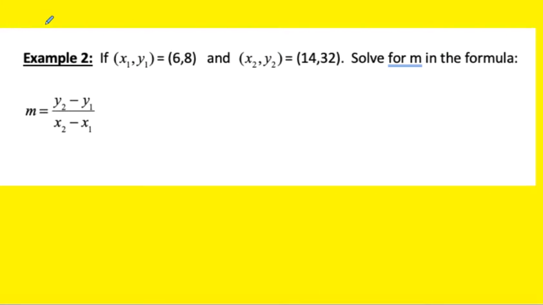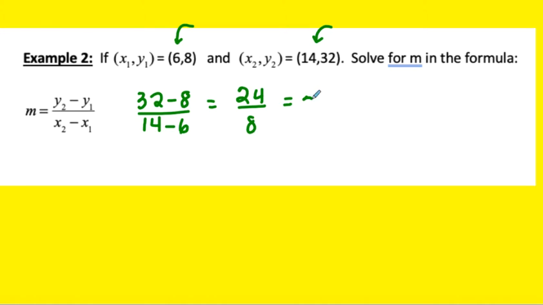All right, you also have to be able to understand ordered pairs. So this question says if x1, y1 is 6, 8, and x2, y2 is 14, 32, they're just giving you different ordered pairs. Solve for m in the formula. All right, well, we would substitute in 32 minus 8 all over 14 minus 6. So we would get 24 over 8, which gives me 3.